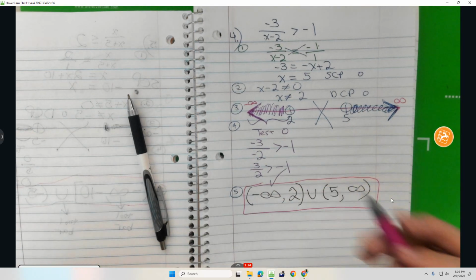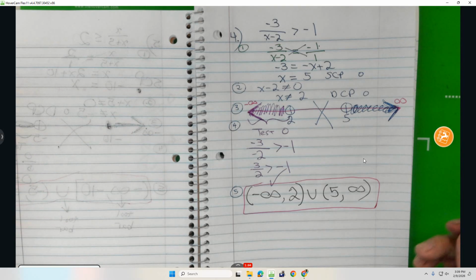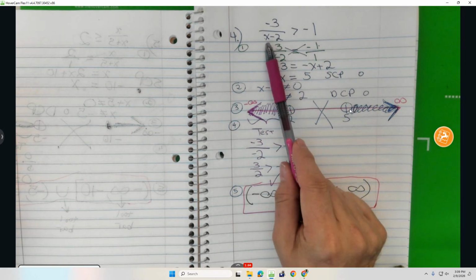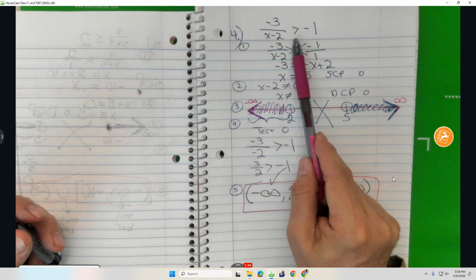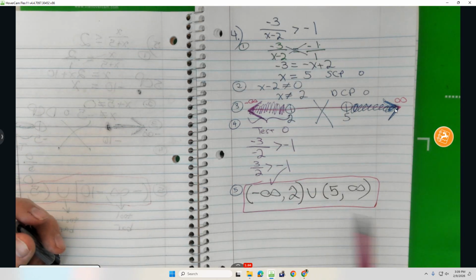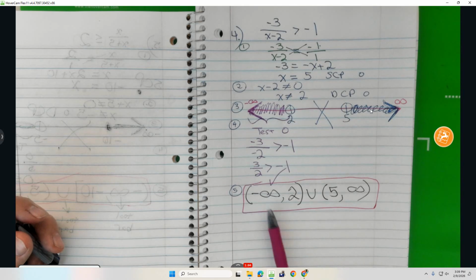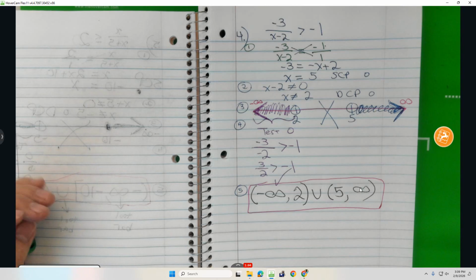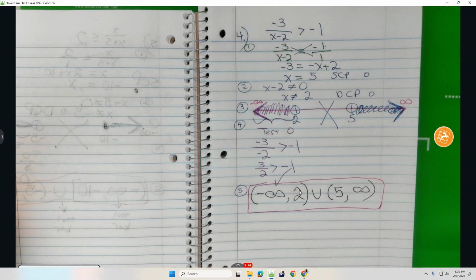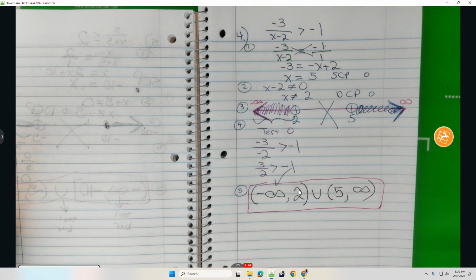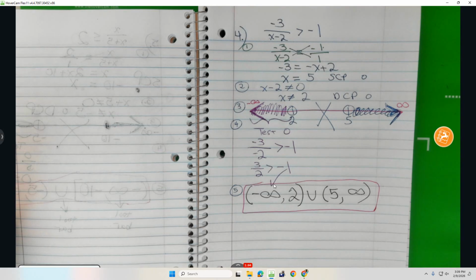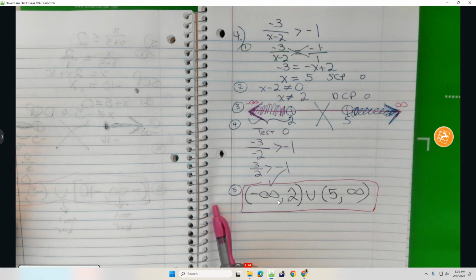Okay, I have a question for y'all. If I plugged in 50 million, does 50 million satisfy that inequality? Would 50 million make the left side greater than negative 1? Is 50 million in one of these intervals? Yes, 50 million is to the right of 5. What about negative 50 million? Would negative 50 million make the left side greater than negative 1? Is negative 50 million in one of those intervals? Yes, it is. It's to the left of 2.